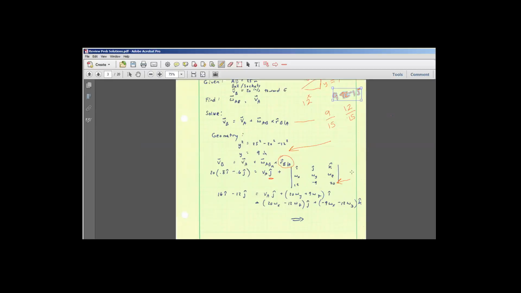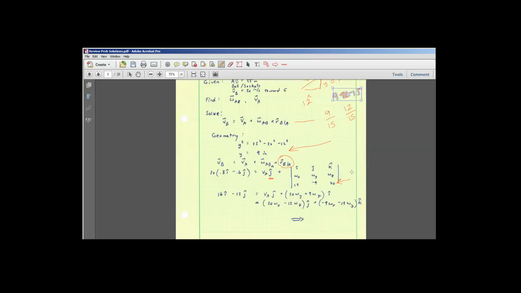So basically then you're going to end up with, you don't know what omega X or omega Y or omega Z is, and we also don't know what VA is. That means we have 4 unknowns, but we only have 3 equations, an I hat, a J hat, and a K hat, so X, Y, and Z components. So we're going to have to find one other relationship.